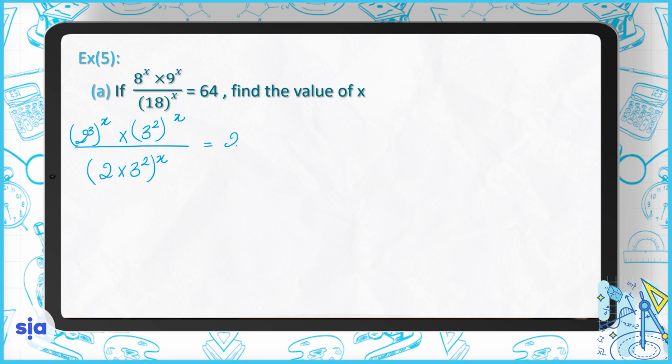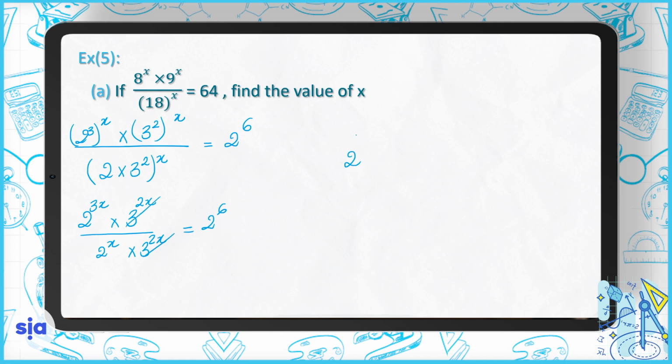And the 64, it's 2 to the power of 6. Let's combine the 2's and 3's together. So this is 2 to the power of 3x multiplied by 3 to the power of 2x divided by 2 to the power of x multiplied by 3 to the power of 2x equals 2 to the power of 6. These are crossed out together.